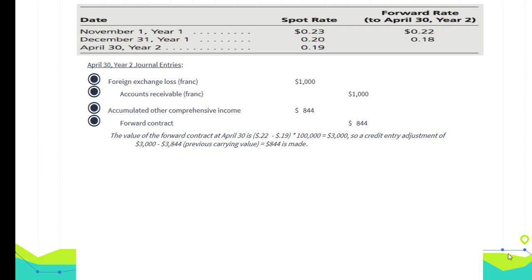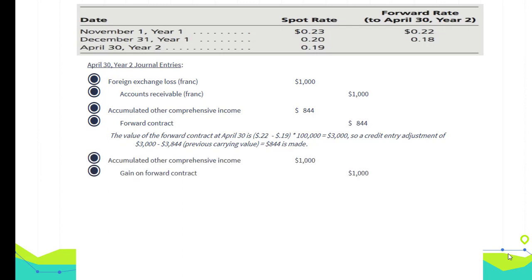Now there's been a retrenchment of 1 cent. So now we have to mark down the value of the forward contract to the correct amount. So previously, the carrying value of the forward contract as an asset was $3,844. Now we've got to get that carrying value down to $3,000. That results in a credit entry of $844 for the forward contract and a debit to accumulated other comprehensive income of $844. So now the forward contract carrying value is at its proper amount.